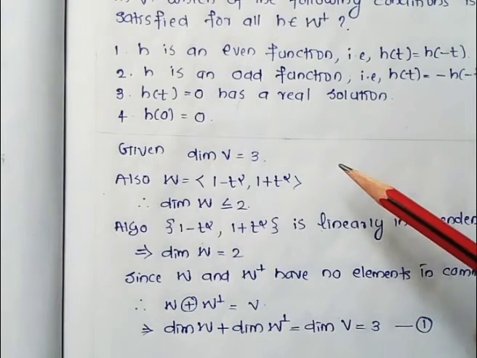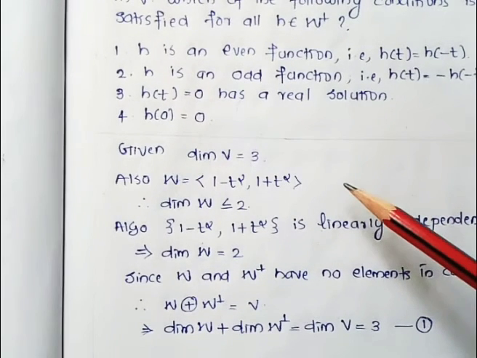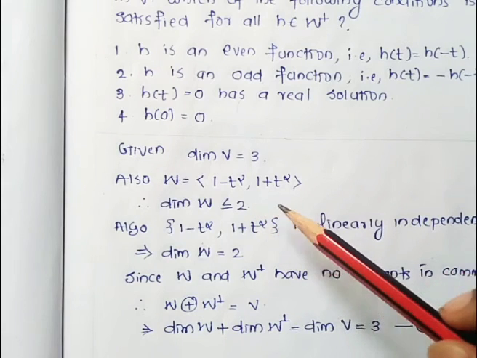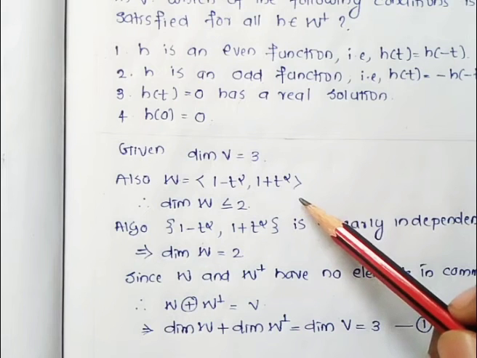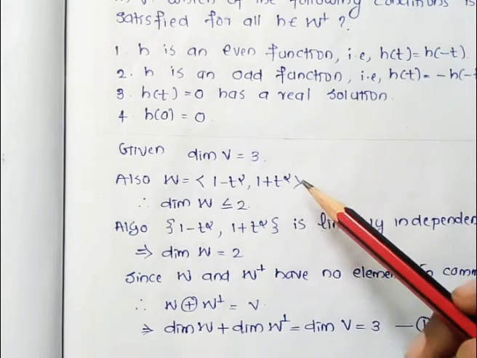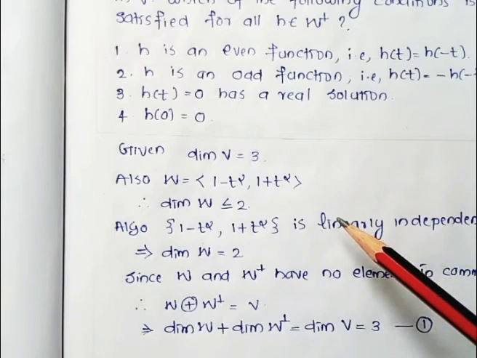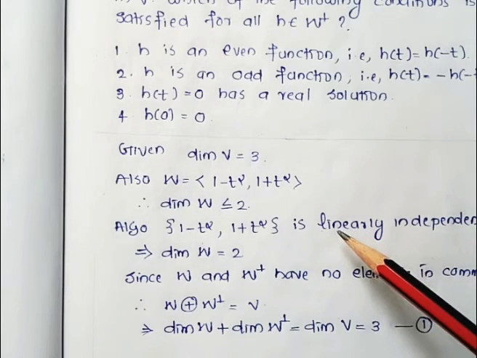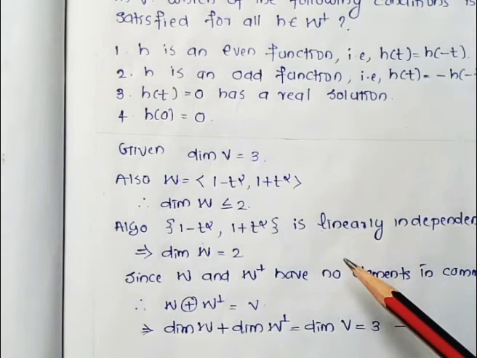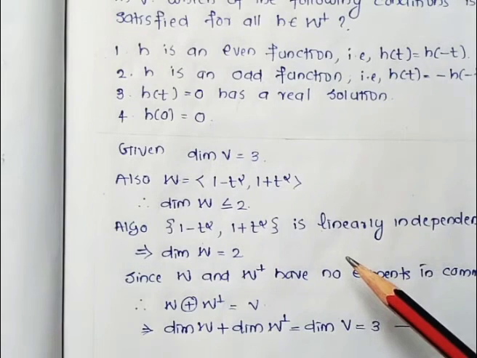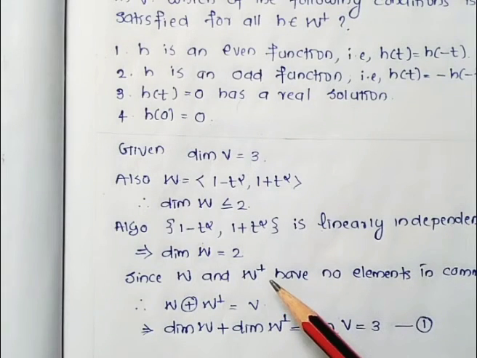Now we have dimension of V is equal to 3, and also we have given W is equal to span of 1 minus t square comma 1 plus t square. From this we can conclude that dimension of W is less than or equal to 2, and also we have seen that 1 minus t square and 1 plus t square are linearly independent. So the set 1 minus t square comma 1 plus t square is linearly independent and the dimension of W is less than or equal to 2. From these two we can conclude that dimension of W is equal to 2.